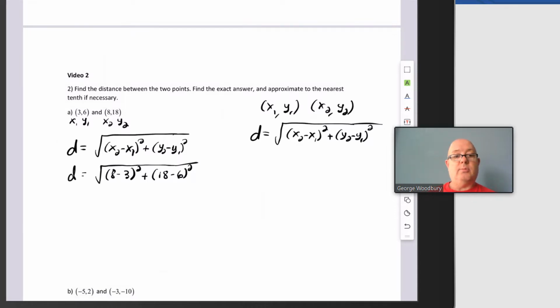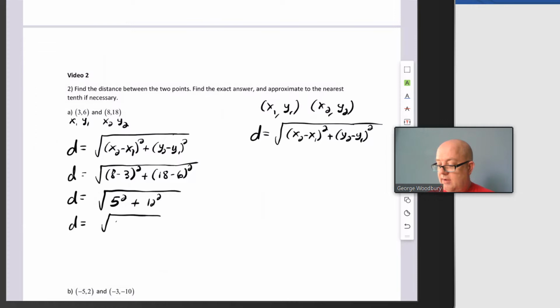Now it's an arithmetic problem. 8 minus 3 is 5, so we have d equals the square root of 5 squared plus 18 minus 6 is 12. So that's plus 12 squared. Now we work out the radicand. 5 squared is 25 plus 12 squared is 144. That gives us the square root of 169, which we happen to know is equal to 13. So the distance between those 2 points is 13 units.